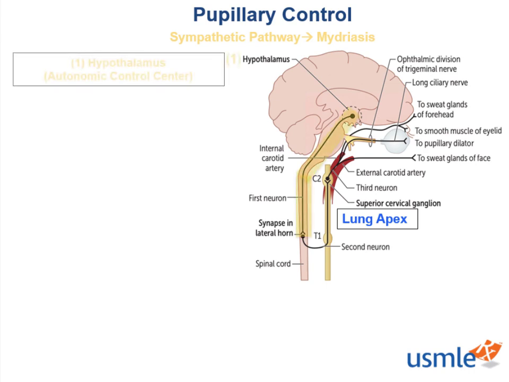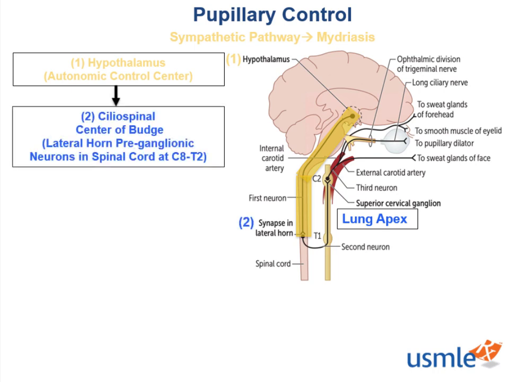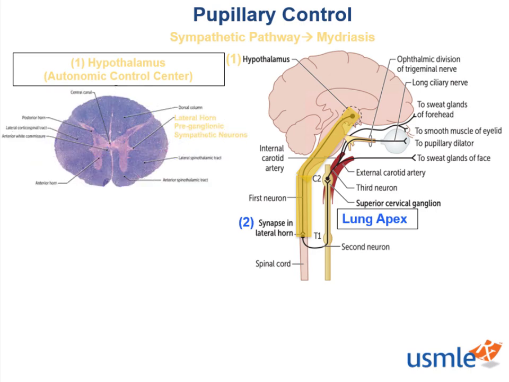The first neuron originates in the posterior hypothalamus, which serves as the autonomic control center in the brain. The second neuron in this pathway is located in the spinal cord, specifically in a section called the ciliospinal center of Budge. Located at C8 through T2 in the spinal cord, the ciliospinal center of Budge is really the lateral horn neurons in the gray matter of the spinal cord, as you can see here.